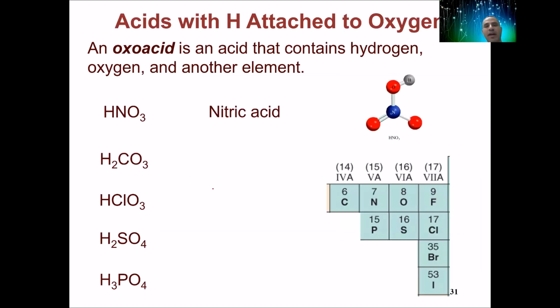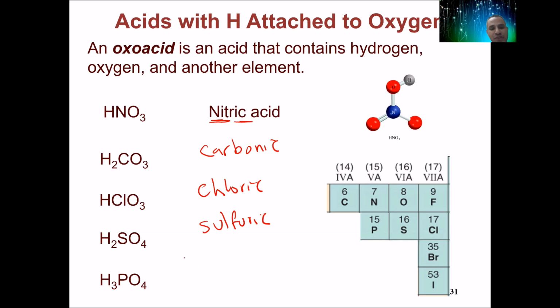The second type of acids is called oxoacids, and these are acids formed from hydrogen attached to oxygen with a nonmetal. So the name of these acids will be derived from the root of the element name with IC at the end. So for nitrogen, it's going to be nitric acid. For carbon, it's going to be carbonic acid. For chlorine, it's going to be chloric acid. For sulfur, it's going to be sulfuric acid.